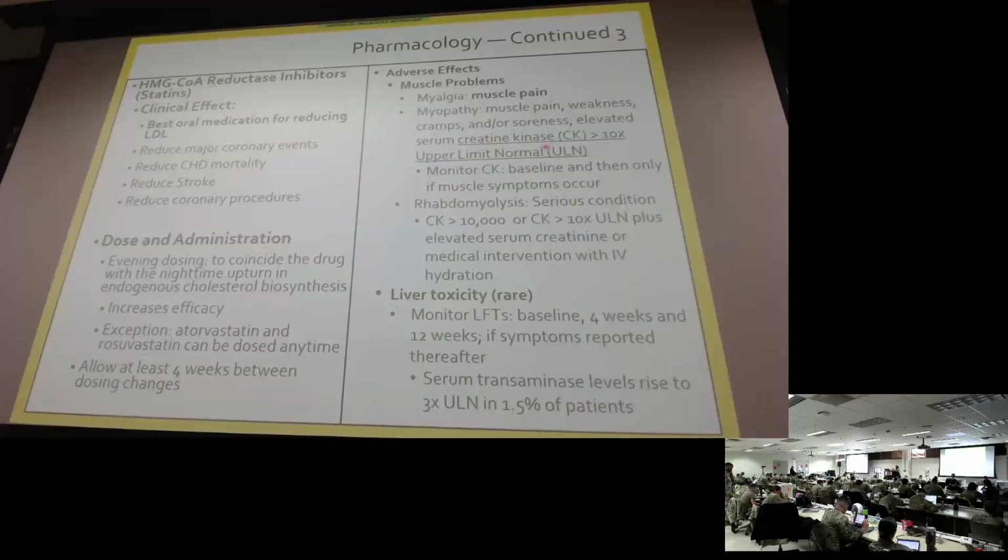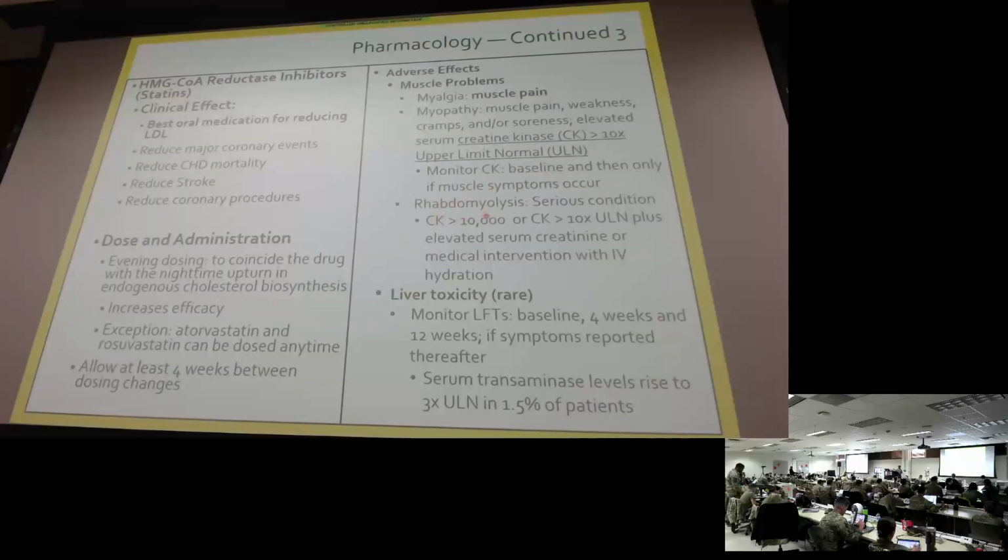Depends on what else happened when they did it. Most of the time we can get away with stopping it for a little while, letting those numbers drop, and then we'll go back with a moderate intensity statin for them. Or we'll do other things like tell them to take it every other day, which we don't love to do. So monitor the CK baseline like I just told you.